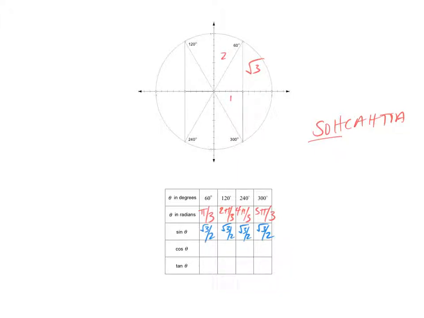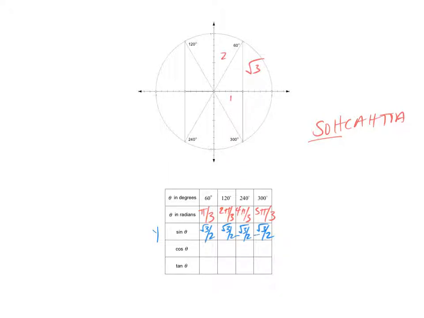And then all we have to do is look at the positive and negative signs. So since we're looking at our y values over our hypotenuse, we're just going to look at the y side. So in quadrant 1, y is positive. In quadrant 2, y is positive. In quadrants 3 and 4, we have a negative sign.